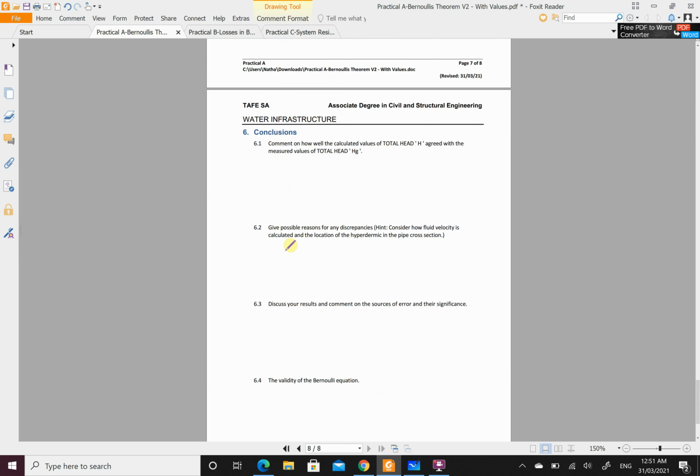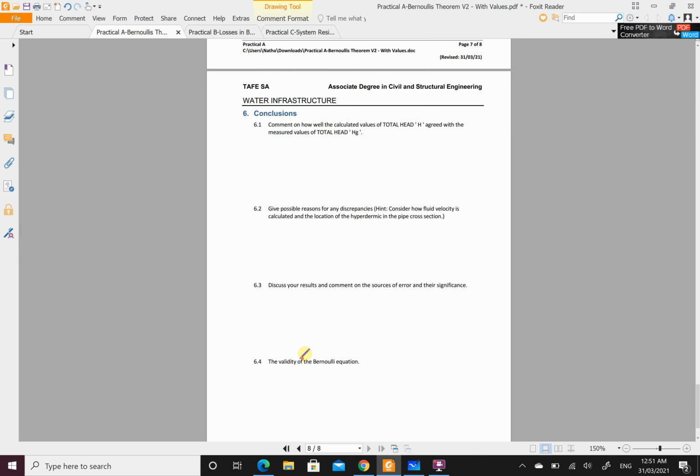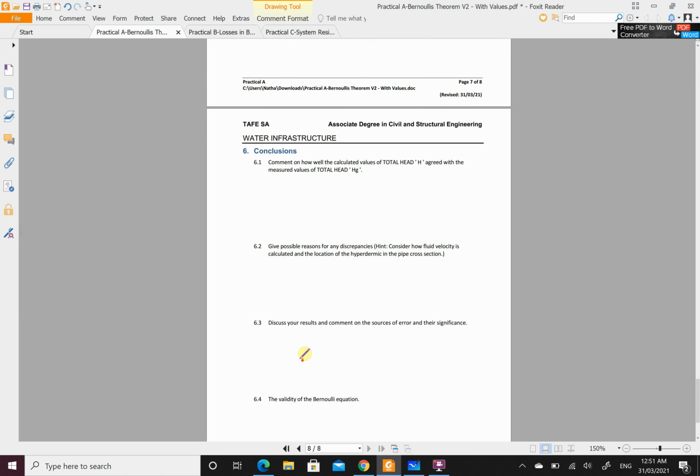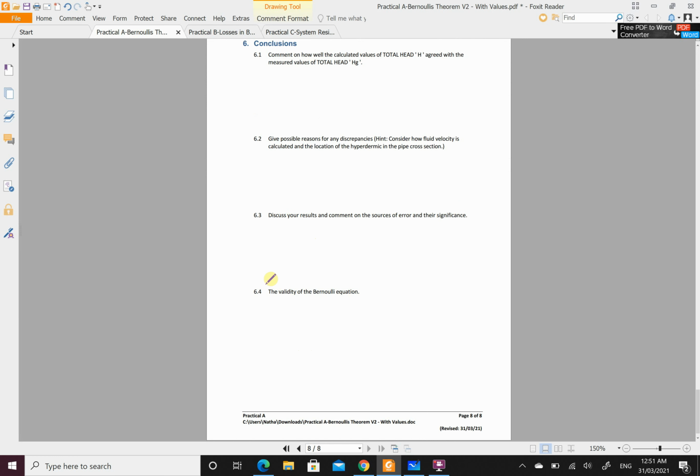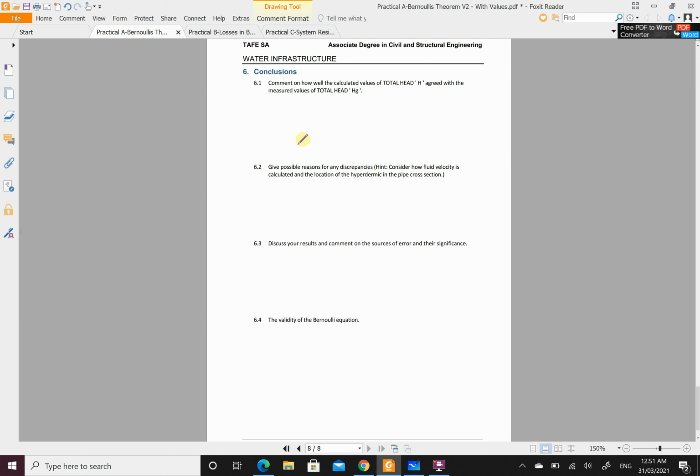All right, some possible reasons. Come through and just write these out. This is just explaining or concluding the experiment. Very important that you're able to interpret the data and put it back into technical knowledge.